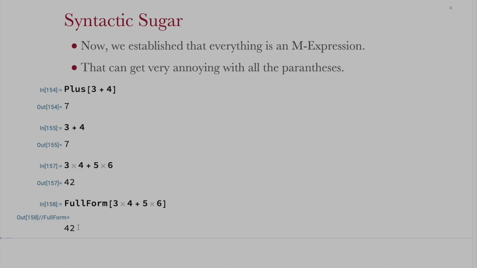Because remember what we talked about, applicative order evaluation. Mathematica evaluates the argument before it applies it to the head. So this whole thing, 3 times 4 plus 5 times 6, gets evaluated into 42 before it goes into the head. So how can we avoid that?